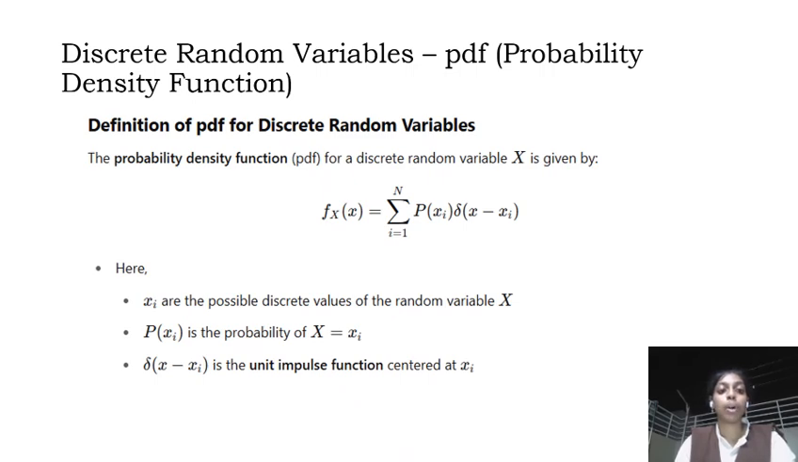The probability density function, PDF, for a discrete random variable x is given by small f of x equals sum from i equals 1 to n of p of xi into delta of x minus xi. Here xi are the possible discrete values of the random variable x. P of xi is the probability that x equals xi. Delta of x minus xi is the unit impulse function centered at xi.